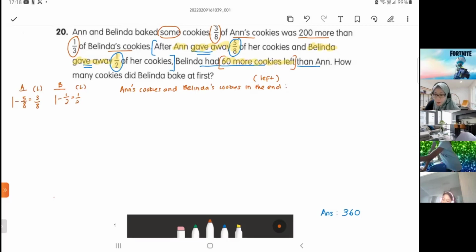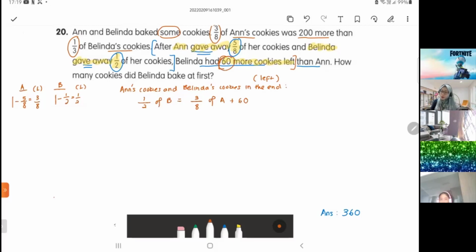So far, following? Yeah. So what we're going to do is we're going to put down the relationship. Half of Belinda is equal to 3/8 of Anne. Don't forget, I have extra 60. 60 more just now. Okay, this is the ending relationship.